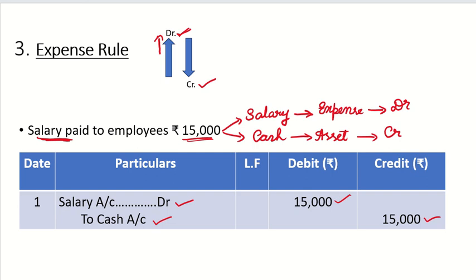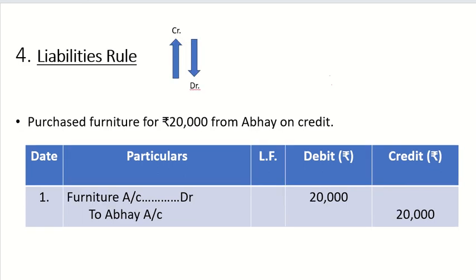Fine. Now we'll see the fourth entry. Here, the liabilities account. So what is the liabilities rule? For an increase we will credit, for a decrease we will debit. Okay, now the first group we have completed. Now the second group: liabilities, income and capital. Here, for increasing we will credit the account, for decreasing we will debit the account. Okay, so we'll see an example here.